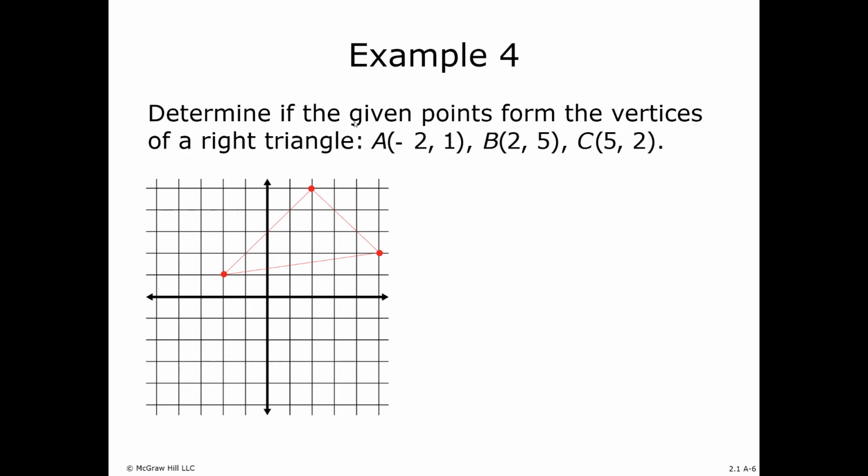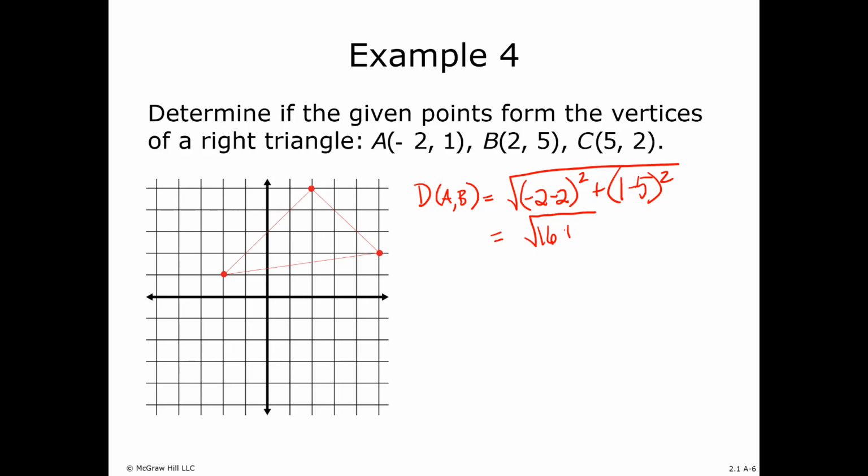It definitely looks like it is. But we're going to use the distance formula to figure that out. So we're going to find the distance between all the points. So for A, the distance from A to B, and I'll just write that as distance AB, is equal to the square root of negative 2 minus 2 quantity squared plus 1 minus 5 quantity squared. And that's going to be the square root of 4 squared, which is 16, plus negative 4 squared, which is 16. That's going to be the square root of 32, which is 4 square root of 2.